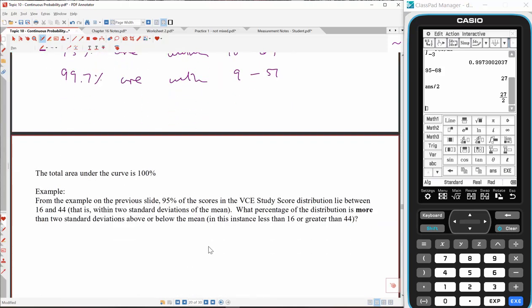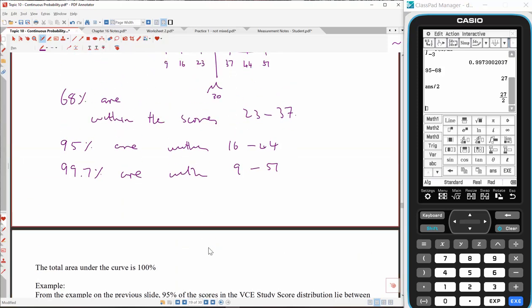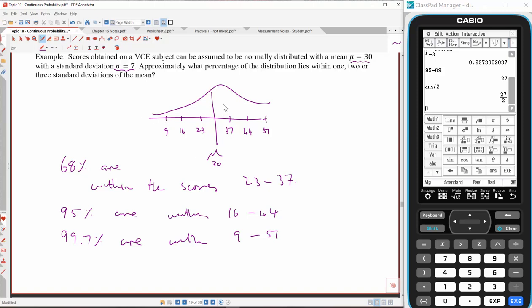So note that the total area under the curve is 100%, or all of them. So all students will fall under the curve. But again, there's a 0.3% chance that you fall either below 9 or above 51.